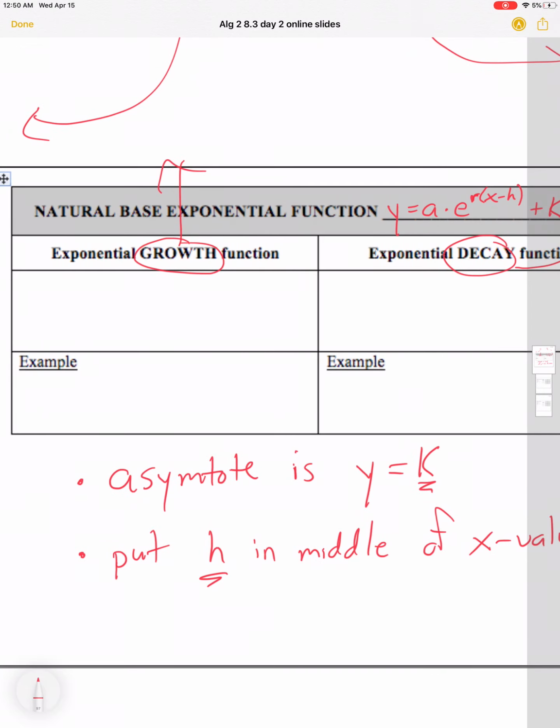Okay. For growth, a will be greater than 0, and r is greater than 0. So one example would be y equals 5 times e to the 4x. So the number in front of e is positive and r is positive.